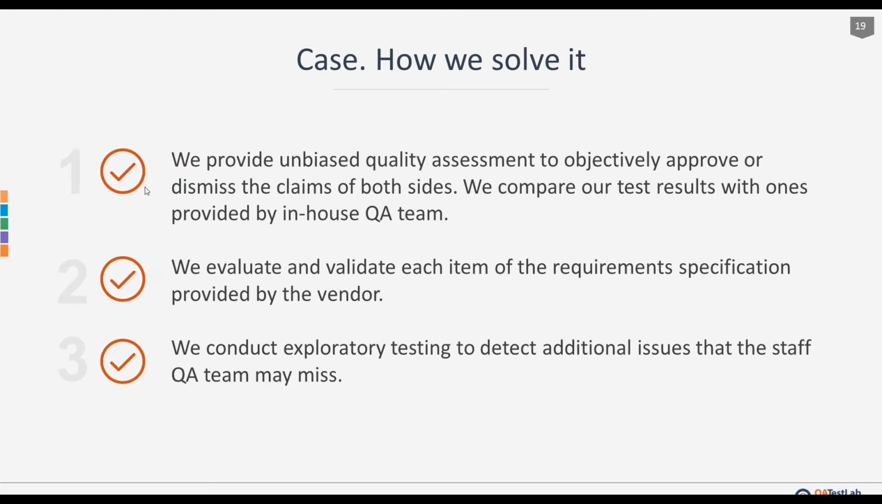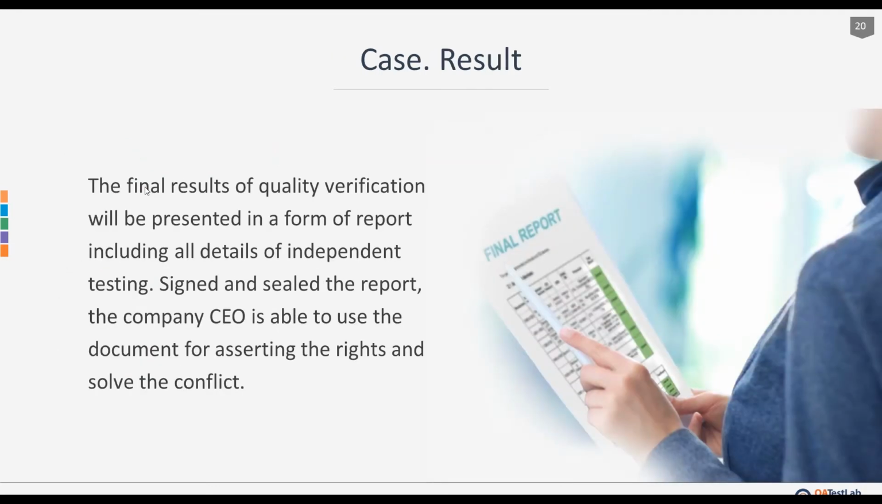What then? We got a result. The final results of quality verification will be presented in the form of reports including all details of independent testing. Sign and seal the report, the company CEO is able to use this document for setting the rights and solving the conflict. Also, if you have another situation, we can discuss it, adjust to it, and give the result that will help to resolve the dispute between companies.